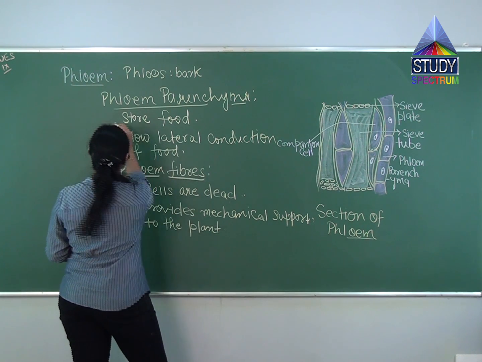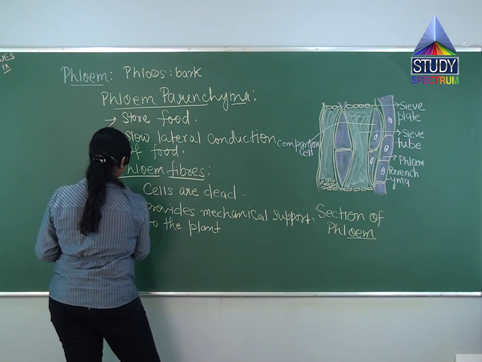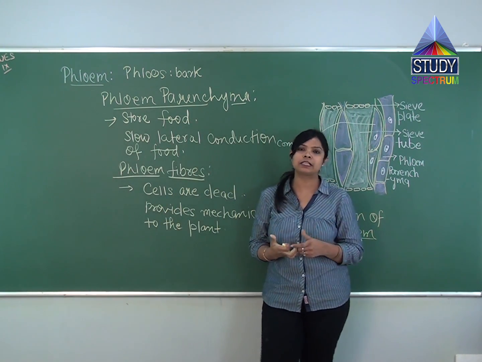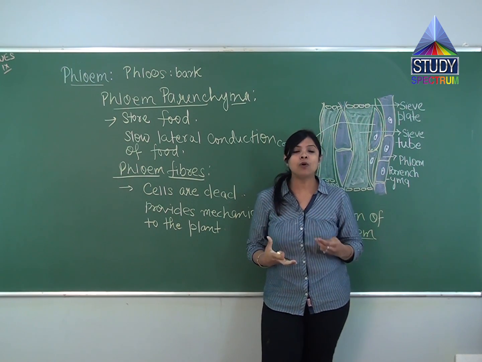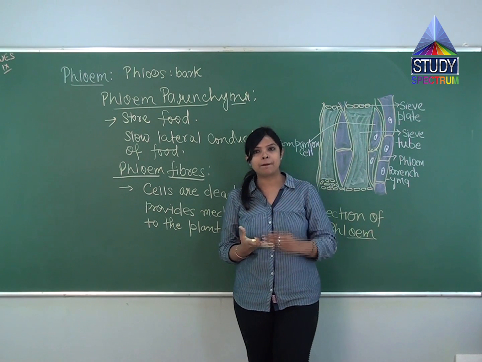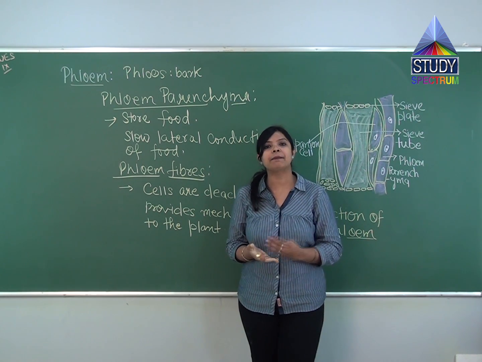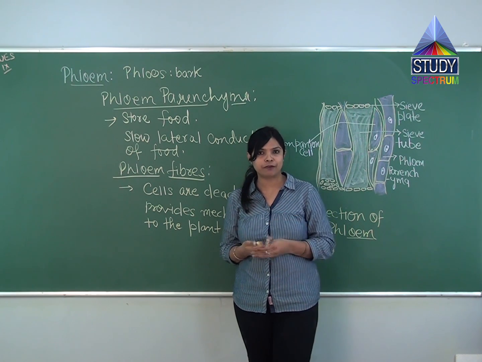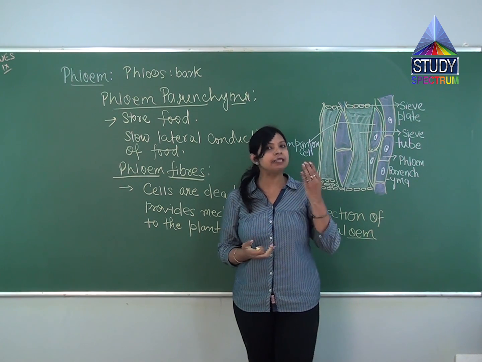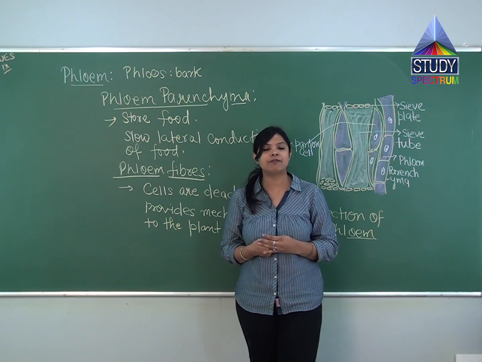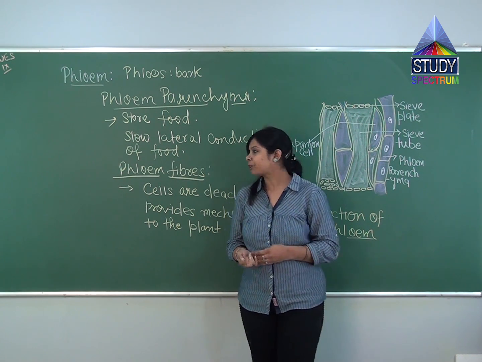So these are the cells of phloem. Here we have discussed all four types of cells of phloem: sieve tube, companion cell, phloem parenchyma and phloem fibers. But the most important role of conduction of food takes place in the sieve tube. So the main conducting element of the phloem will be the sieve tube.